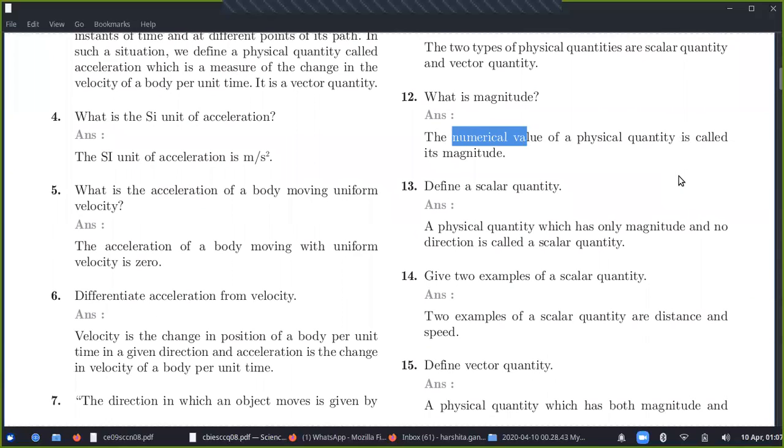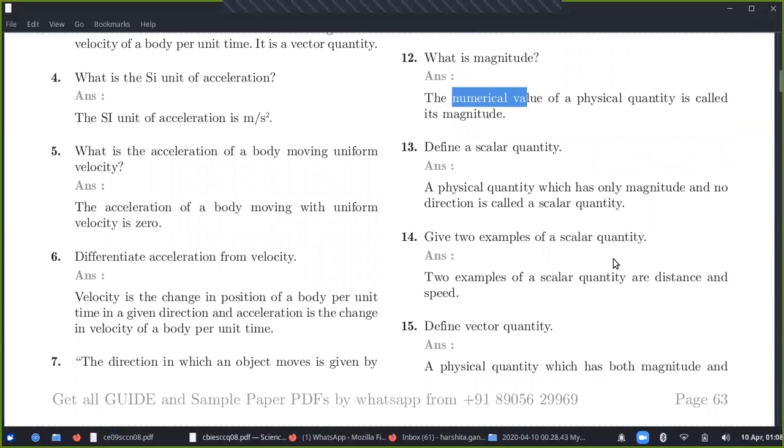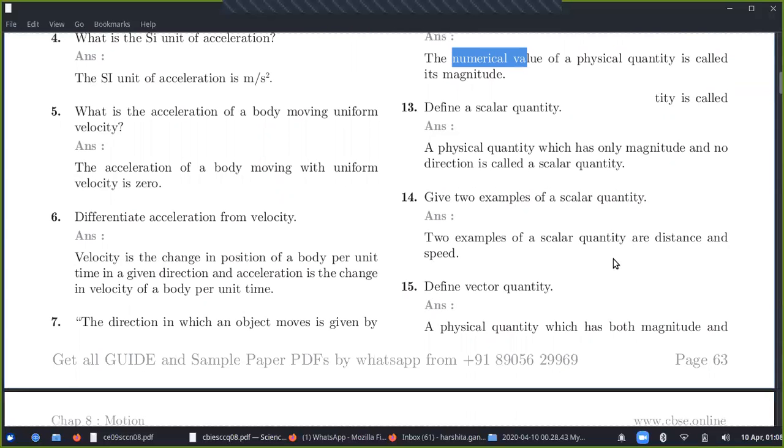Define a scalar quantity. So a physical quantity which has only magnitude and no direction is called a scalar quantity. Okay, so distance is a scalar quantity because it has no direction with it, only magnitude is there. Whereas displacement is a vector quantity because it has magnitude and direction.